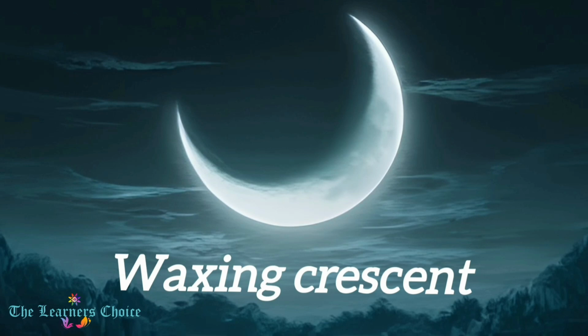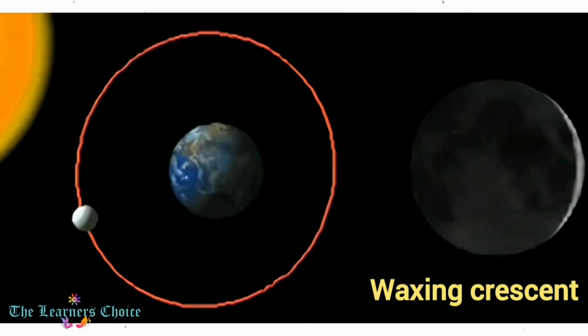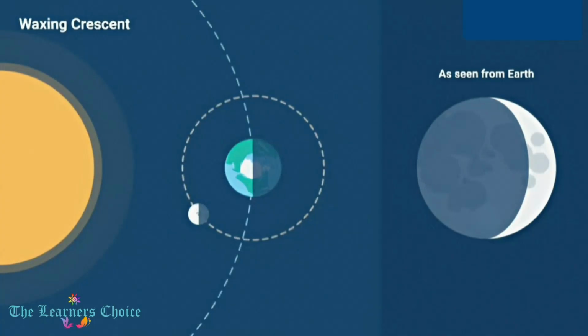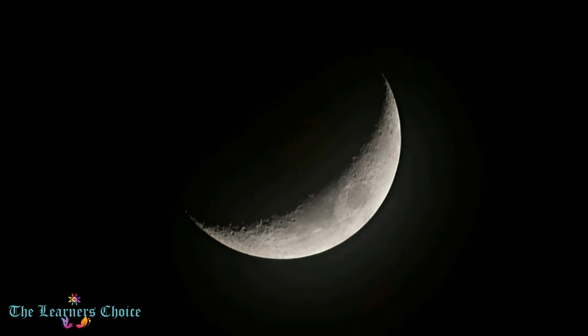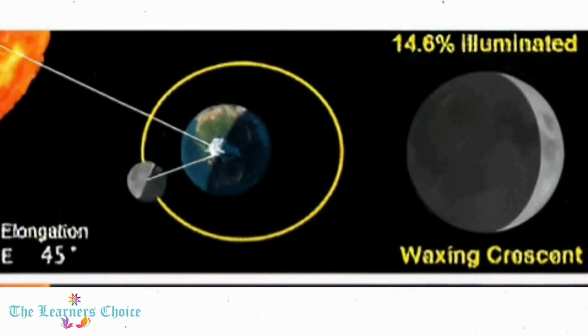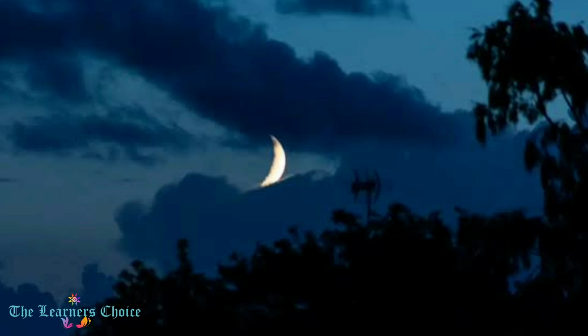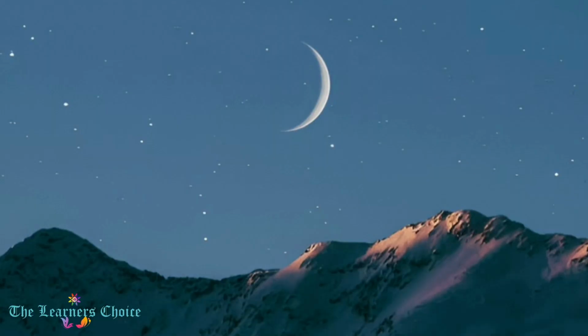Waxing crescent. As the moon moves in its orbit, a small part of it becomes visible. It takes a crescent shape because of the moon's roundness, and we can only see the edge of the part that is illuminated by the sun. This phase of the moon lasts approximately 7.38 days.